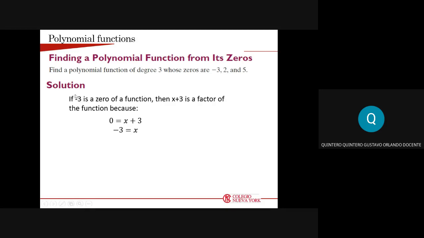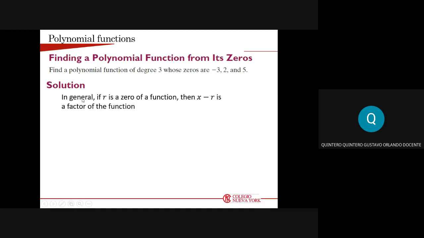From the zero, from the solution, we found the factor simply by changing the sign. This was -3, so I put it as +3, x plus 3. In general, guys, let's say that we have any value r as a zero of a function. So any value r is a zero, right? Then x minus r is a factor.